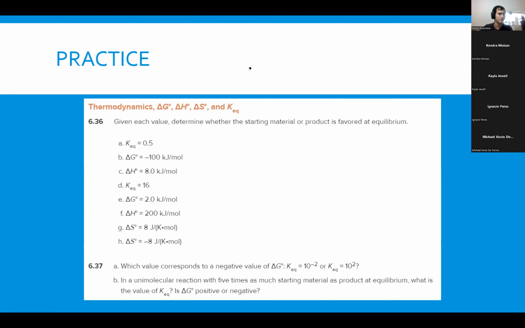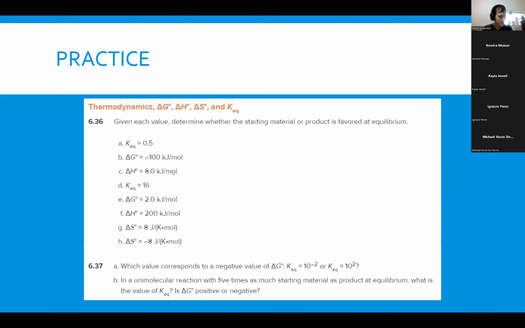Everybody is unanimously products. There's not a single person that thinks it's reactants. Okay, all right, yeah, y'all are right. Good job. That is indeed going to favor the products, very heavily.